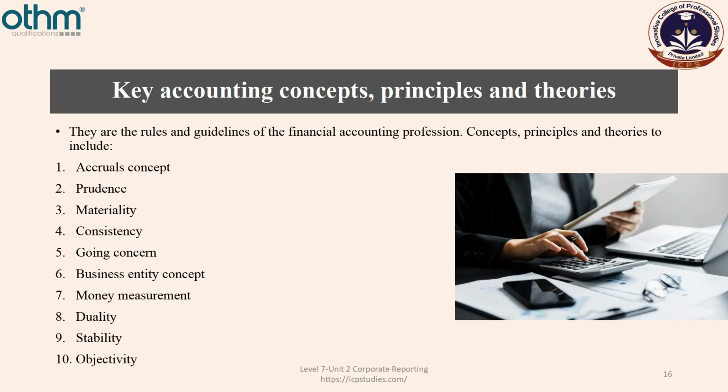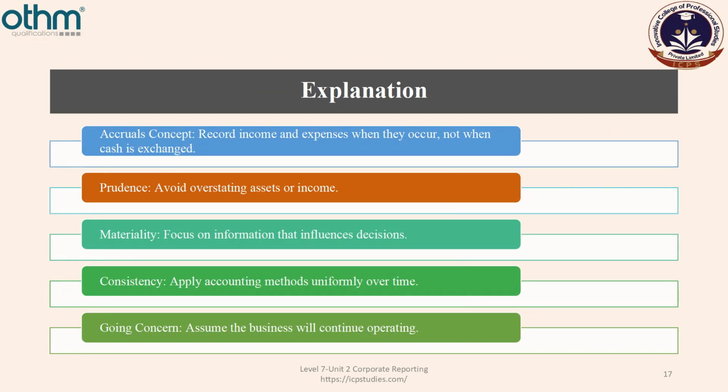So we have the different key accounting concepts here. First, we have the accrual concept, then prudence, then materiality, then consistency, then going concern. After that, we have the business entity concept, then money measurement. After that, we have duality, then stability, and lastly, objectivity. Now we have the explanation of all these.